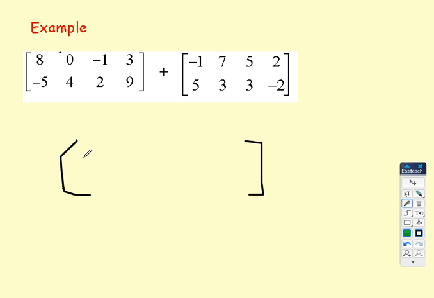So 8 plus -1 is 7. 0 plus 7 is 7. -1 plus 5 is 4. 3 plus 2 is 5. -5 plus 5 is 0. 4 plus 3 is 7. 2 plus 3 is 5. 9 plus -2 is 7. Okay? So I just add the corresponding entries. Pretty simple.